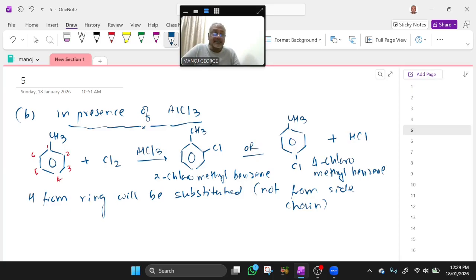If you have any questions, tell me. If you have no questions, let me know so we can go to our next page. So this was the reaction of benzene with chlorine. On a similar scale, we will now do the reaction of methyl benzene with chlorine, and then methyl benzene with bromine. And there is going to be a very important point.